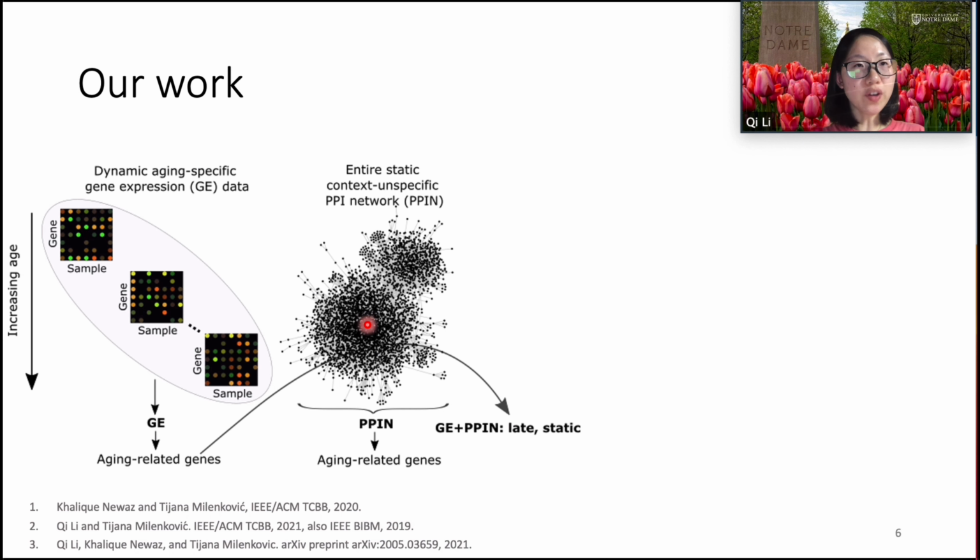To improve upon our previous work, we propose a novel way to infer a weighted dynamic aging-specific subnetwork. In this way, the aging-specific information can be distinguished by both network structure and aging-specific weight of PPIs. In particular, for a given age, we again use the network method to propagate the gene expression levels onto the entire context-unspecific PPI network to assign age-specific weights to the PPIs.